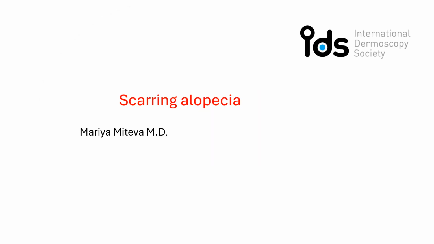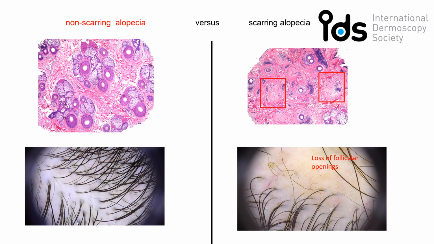Hello, my name is Mariya Miteva and I'm going to talk about trichoscopy of scarring alopecia. Scarring alopecia differs from non-scarring alopecia by the absence of follicular openings. You can see here on the pathology that there are fibrotic tracts that correspond to this loss of follicular openings on trichoscopy.